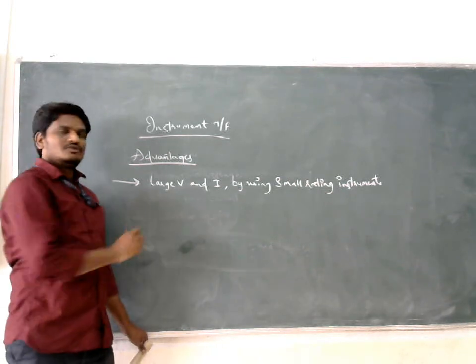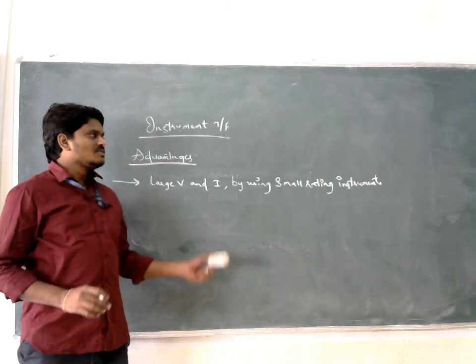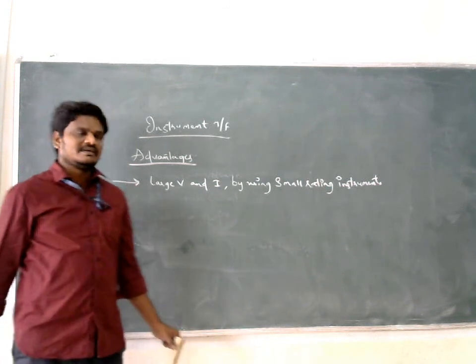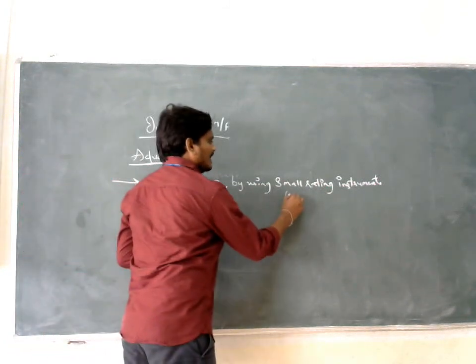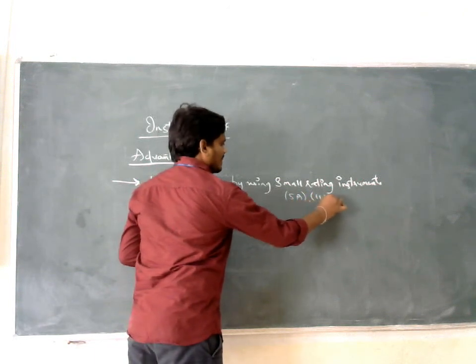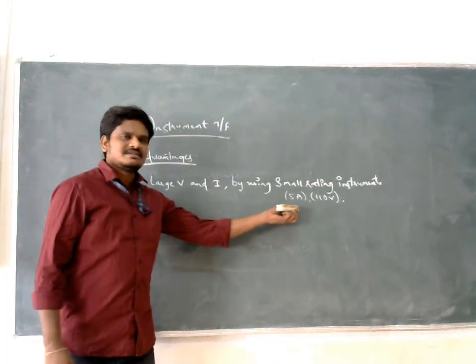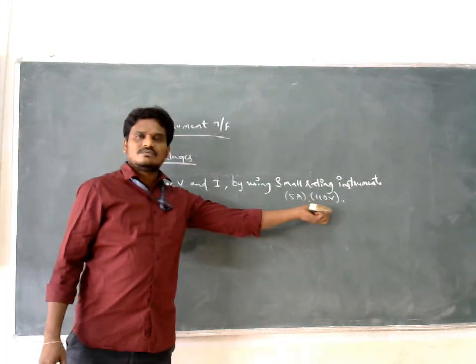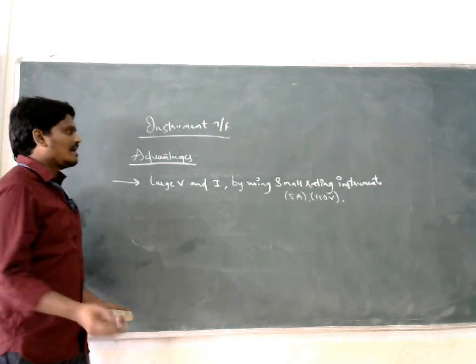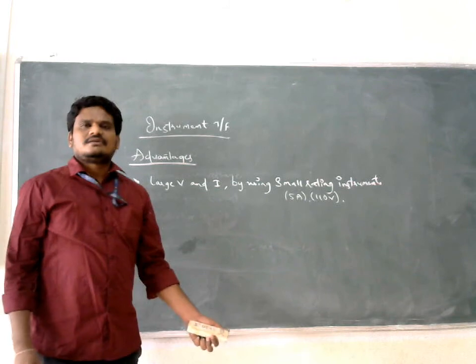It is used to measure large voltages and currents by using small rating instruments, that is by using 5 amps as ammeter and 110 volts as voltmeter. By using this rating equipment, 5 amps as ammeter and 110 volts as voltmeter, I can measure large voltages and currents by using this instrument transformer.